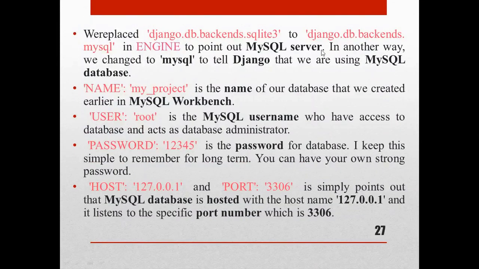In the engine section we have to replace that engine name from django.db.backends.sqlite3 to django.db.backends.mysql, to point out the MySQL server. In another way, we can say that we have to change that to tell Django that we are using the MySQL database. Then we have to change the name.